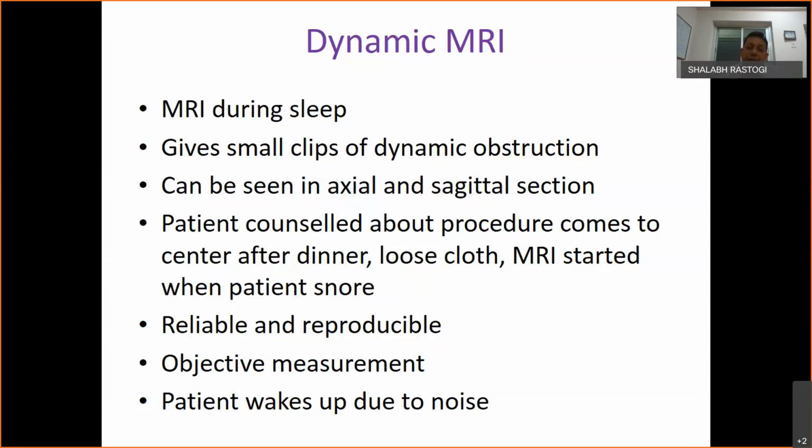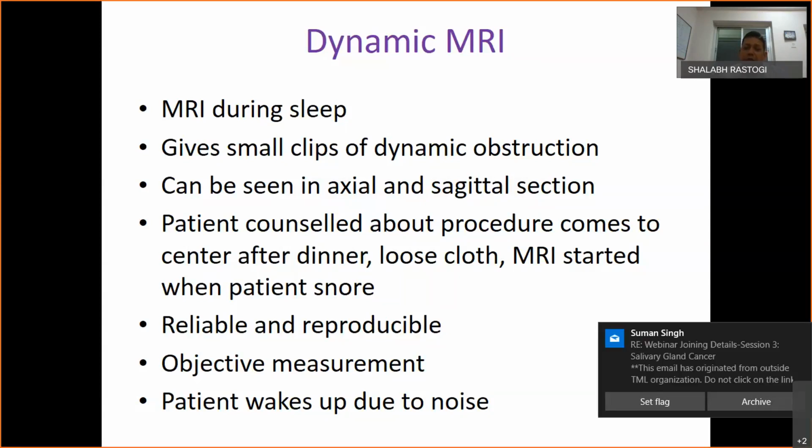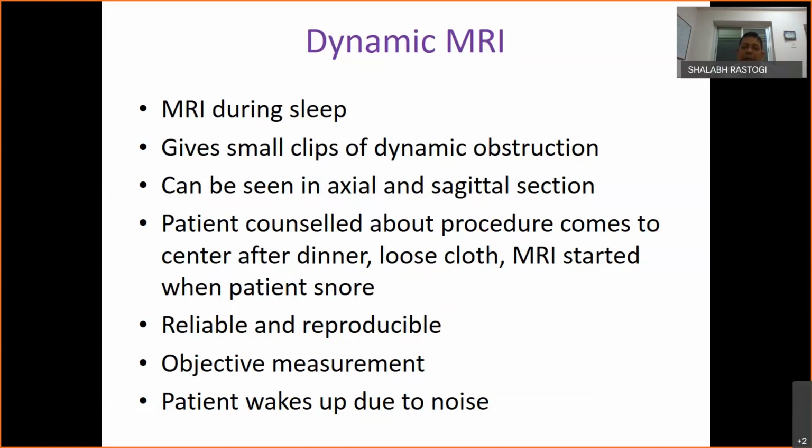Now, this is a very reliable and reproducible thing, and it is measured objectively. But the only disadvantage of dynamic MRI is that sometimes patients are unable to sleep in the high noise environment of MRI.